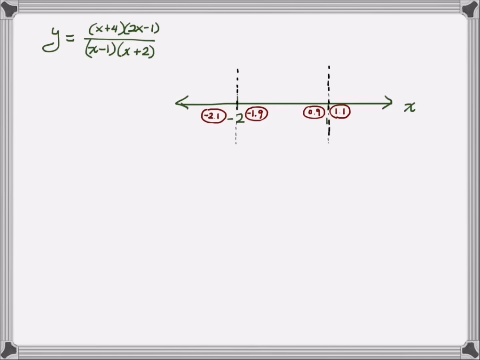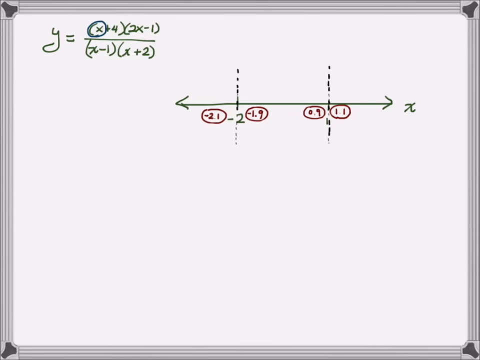Just to reiterate, we need to figure out whether the function value goes to infinity or negative infinity as x approaches a from the right or from the left. That's why we're picking these test values. I'm going to start from the left all the way to the right. For the first test point of negative 2.1, if I were to plug that back into the original function, y, what sign do I get?